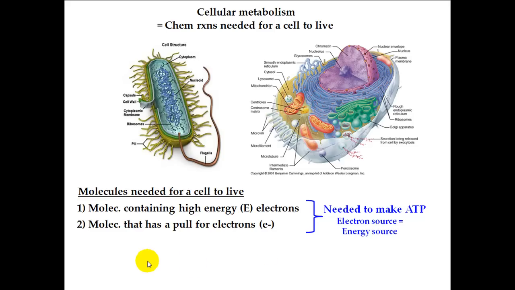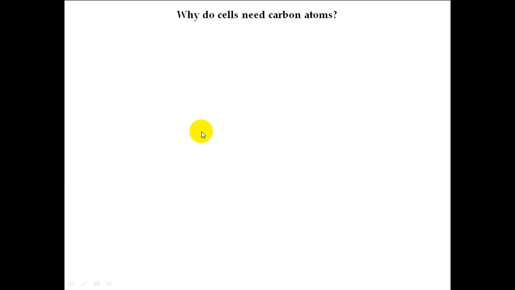Another type of molecule that a cell needs access to in order to stay alive is a molecule that contains carbons. So you might be wondering, why is it so important that a cell have access to a molecule that contains carbons? Well, if you take a look at the major structural components of any type of cell, bacterial cells, animal cells, plant cells, here's what you'll see. Here are some examples of the major structural components that you'll find inside of all cells.